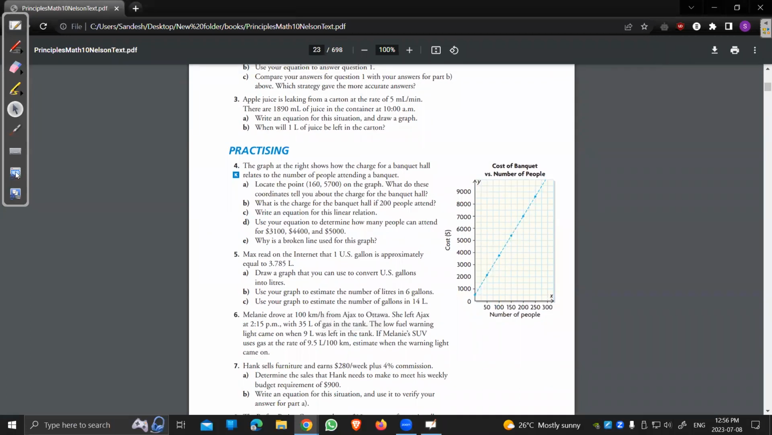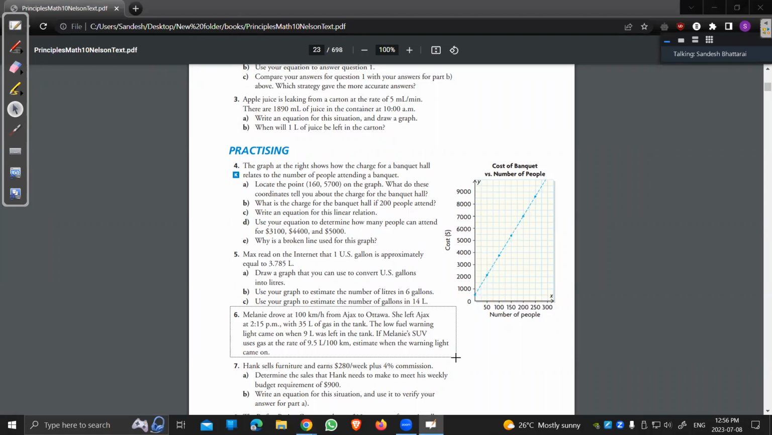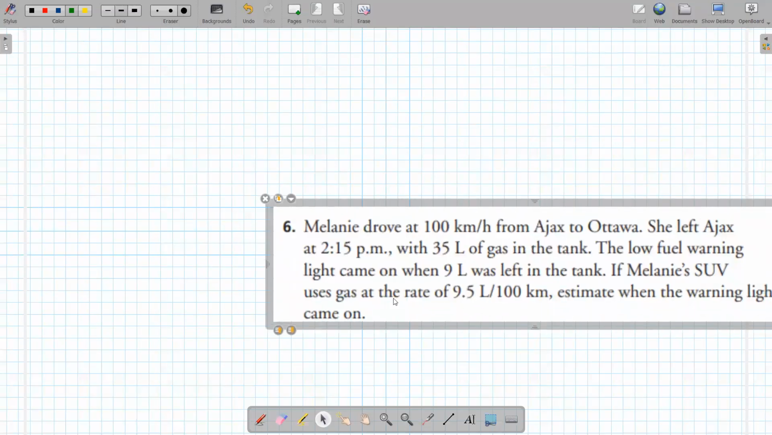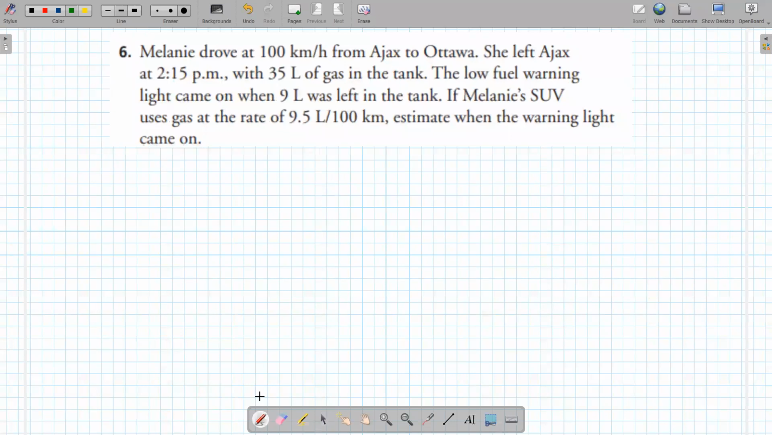Here, let's look at this question again. This one's kind of tricky, right? The time one. Again, remember this rate. What does rate mean in terms of linear equations? It gives you the slope. Exactly, it gives you the slope.